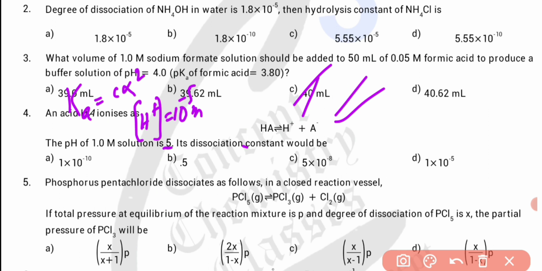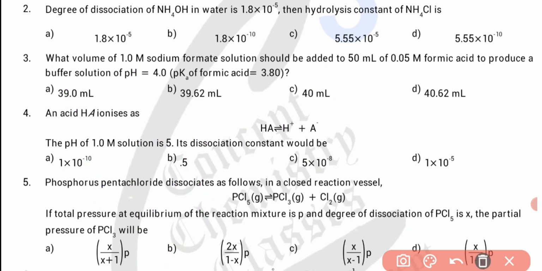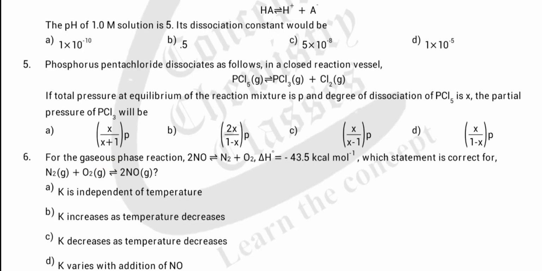This is also the expression of Ka. I can write Ka is equal to H plus ion concentration into A minus ion concentration. The H plus ion concentration is 10 to the power minus 5. Since H plus and A minus have the same molarity, the A minus ion concentration will also be 10 to the power minus 5. So the answer is 10 to the power minus 10. So the correct option is A. Okay, next question.